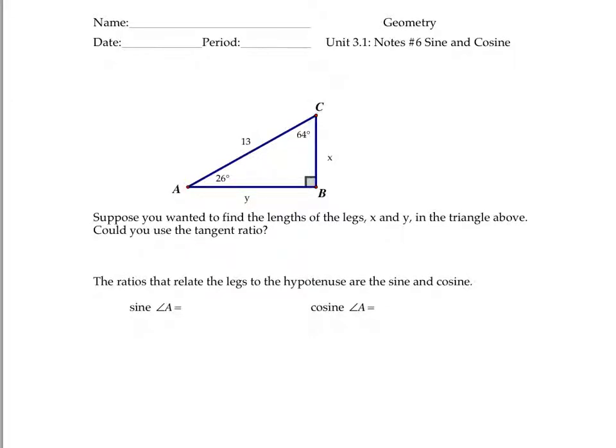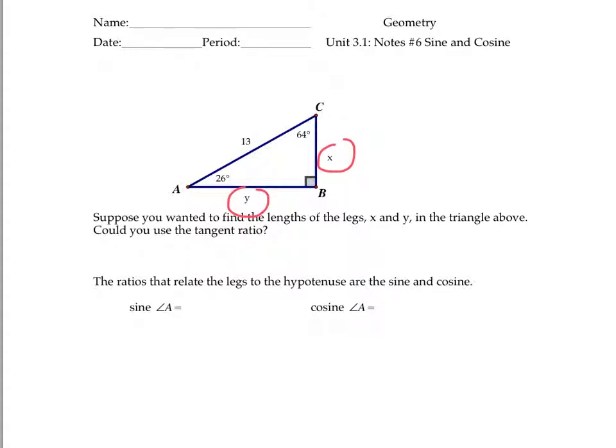Hi everyone. In today's geometry lesson from Unit 3.1, we'll be discussing two more trigonometric functions, called the sine and cosine functions. If you take a look at our triangle, we've got triangle ABC, and you see some angles marked with 26 degrees, 64 degrees, and then angle B is our right angle. Suppose you wanted to find the lengths of the legs, which are x and y in the picture.